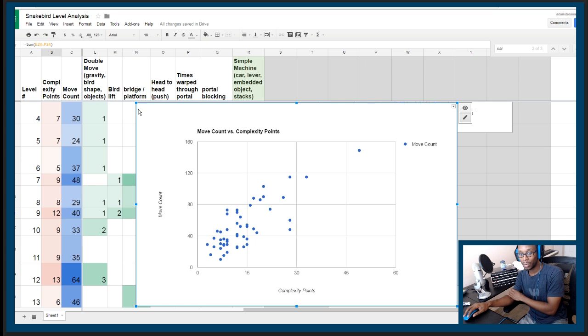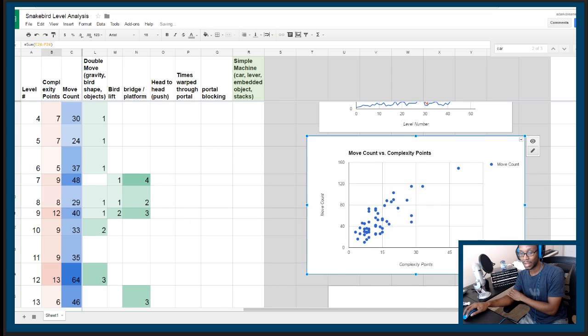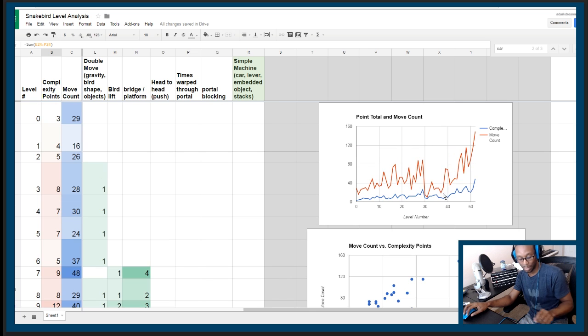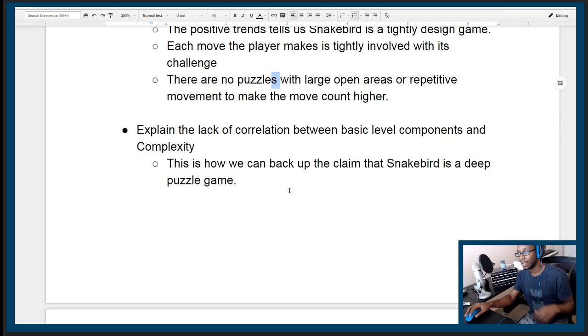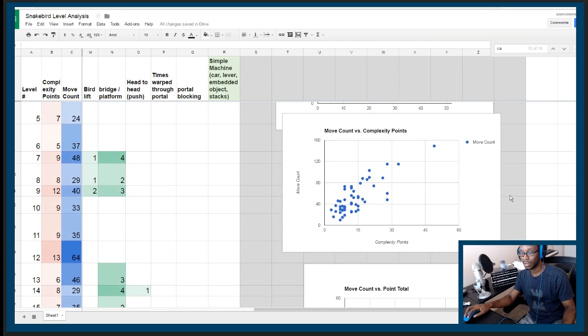So this is really important for understanding why Snakebird is such a well-designed game. But you can see from the difficulty, the blue line shows the dips and the introductions of new concepts much more clearly. But ultimately, the whole game is steadily getting more complex until the very end when it's significantly more complex. But another interesting thing that we can understand by looking at the data is that there is a lack of correlation between the raw number of elements in the level and its ultimate complexity. And I think this is a really great way to articulate, define, and show people why Snakebird is a deep game. So let's look at this final graph.